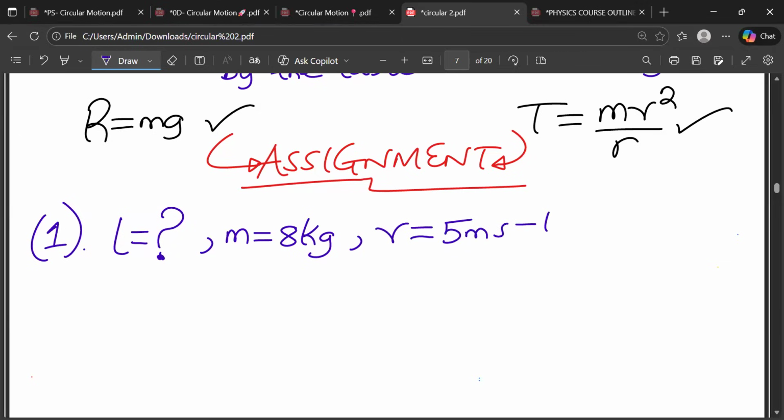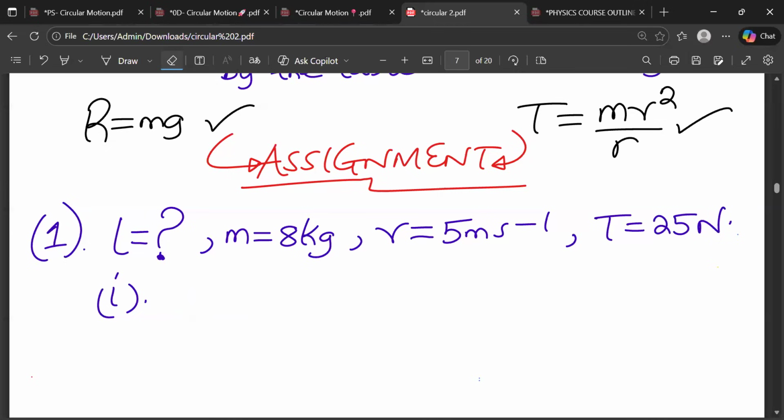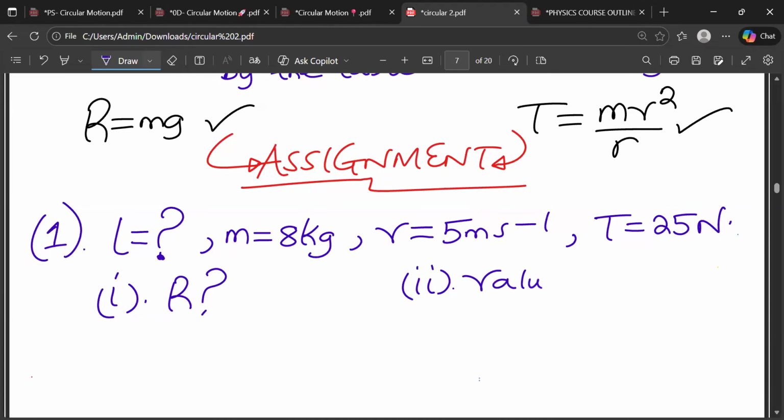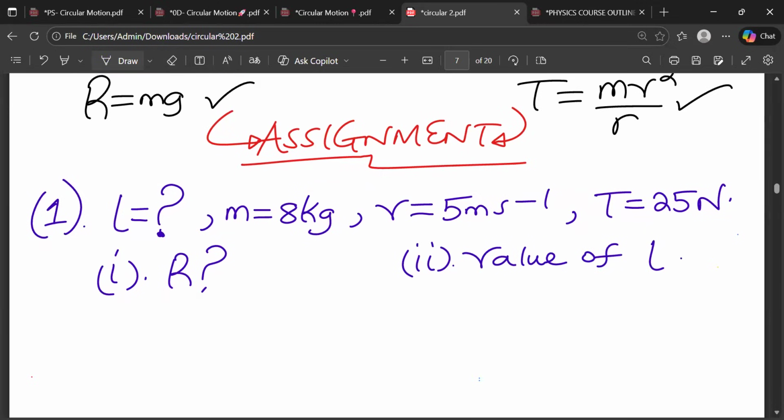Hope you're listening. If the tension in the string is 25 newtons, so they are giving us the tension in the string this time round, telling us the tension T is 25 newtons. They're asking us Roman 1: find the force exerted on P by the table, so they want R. Then Roman 2, what are they asking? They're asking for the value of L. Yeah, value of L. So that is number 1.